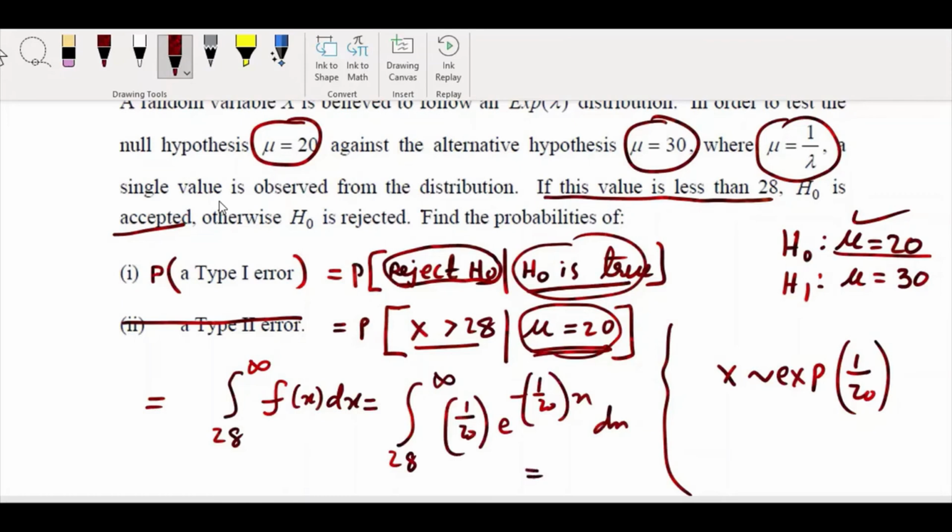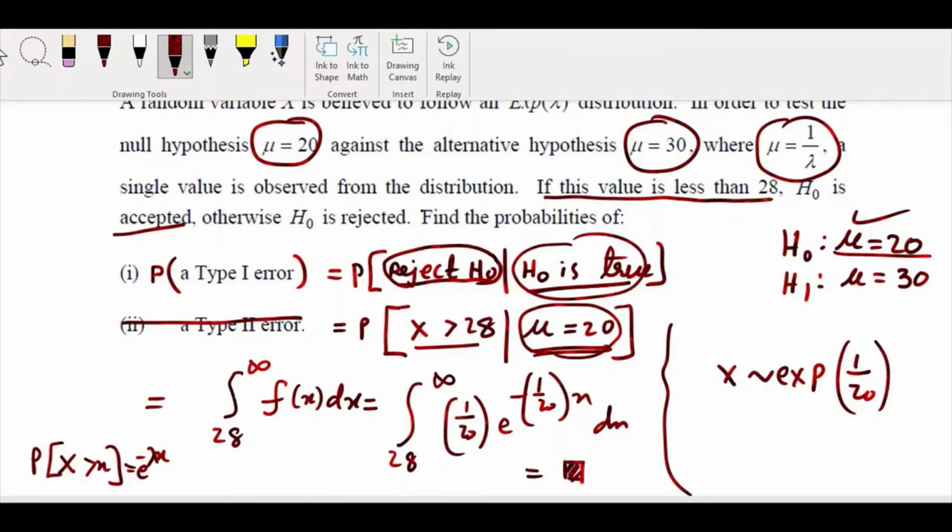The formula is probability X greater than x equals e power minus lambda x. If you want, you can use this as well. Finally, whatever answer you get, you write it here. I don't know the answer.